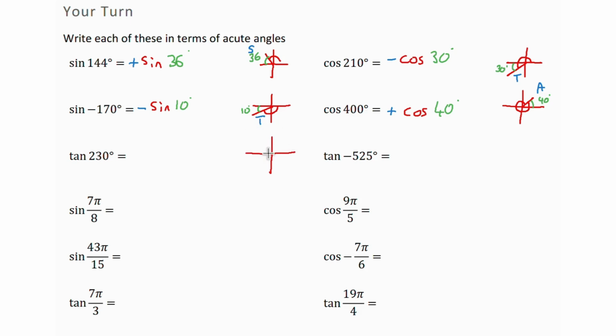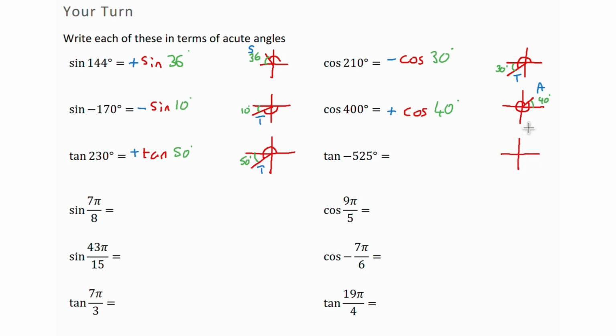Tan of 230. 230 is going to be down here, past 180. The acute angle is going to be 50 degrees to get from 180 to 230. So tan of 230 is related to tan of 50. And because we are in the tan quadrant, this is going to be positive.